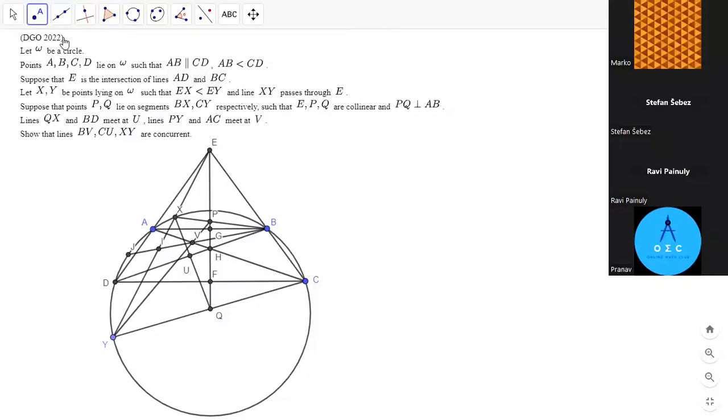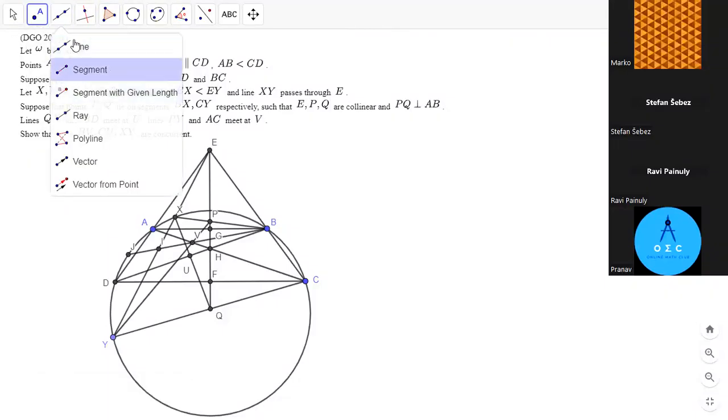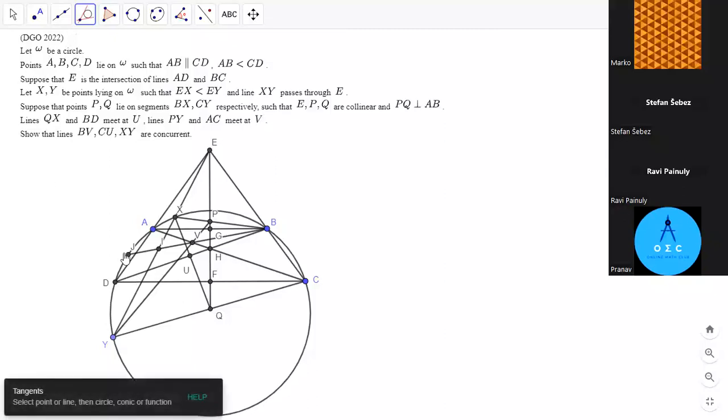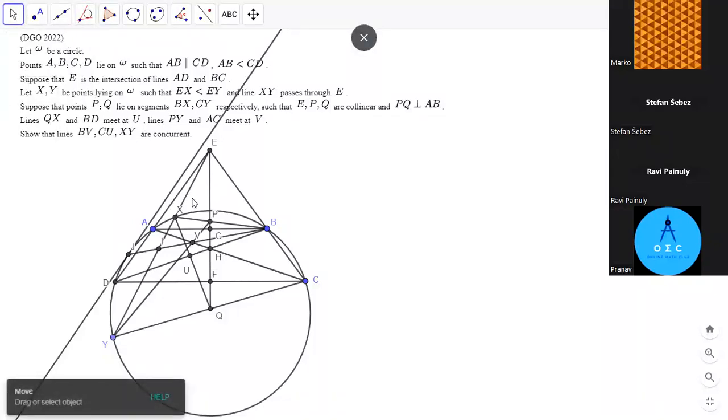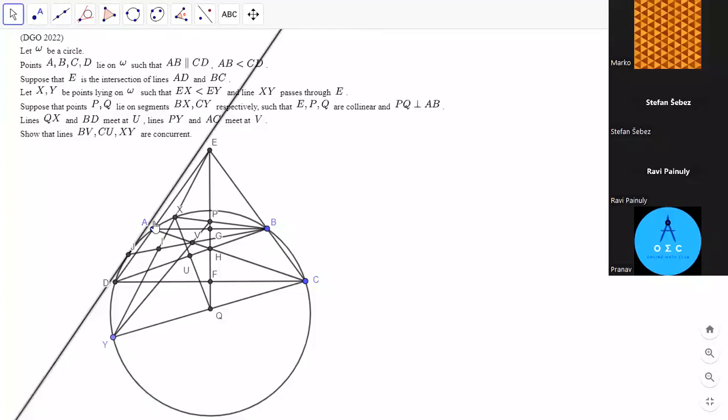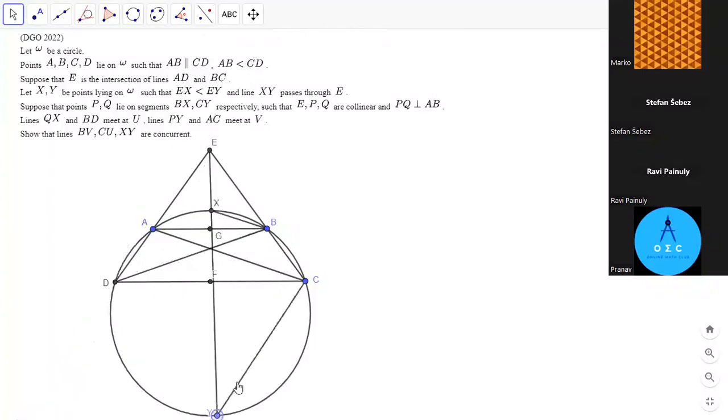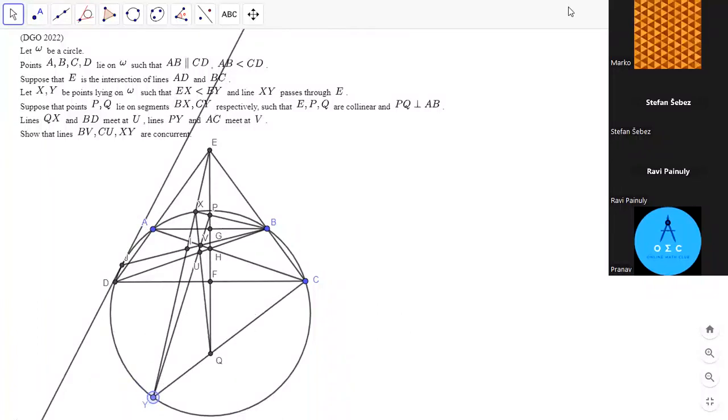Maybe EJ is tangent to the circle. I don't think it is, but it's worth checking. It almost looks like that tangent is parallel, which would mean J is the midpoint of AD. Not sure, but if they're parallel, it should be the midpoint, right? Yeah, if they're parallel, it should be the midpoint. Maybe vary Y. Yeah, let's move Y. Oh, they're not.